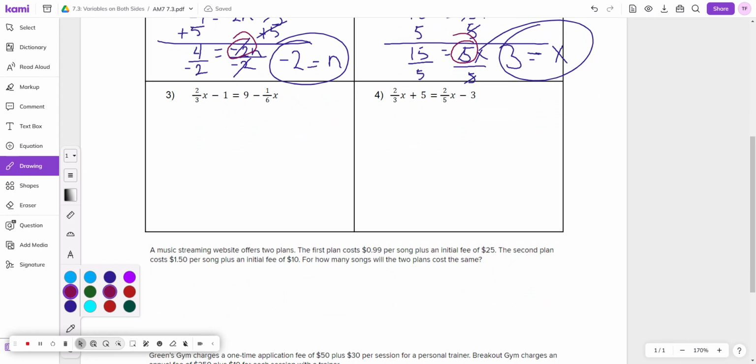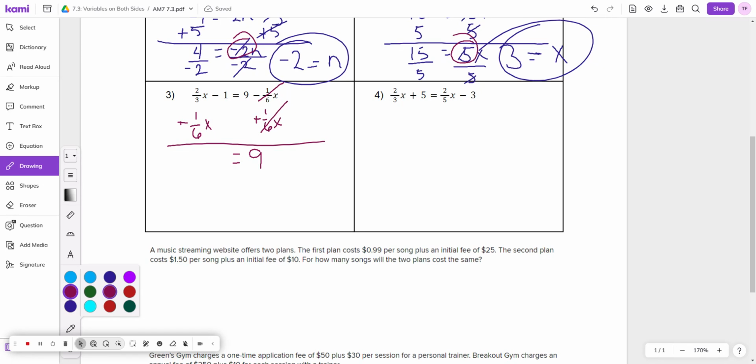All right, so let's move on down to number 3. In 3, we have 2/3 x minus 1 is equal to 9 minus 1/6 x. I'm going to use that strategy of moving the smaller value. So that means I'm going to add 1/6 x to both sides. That cancels out my 1/6 x on the right and leaves me with just 9.